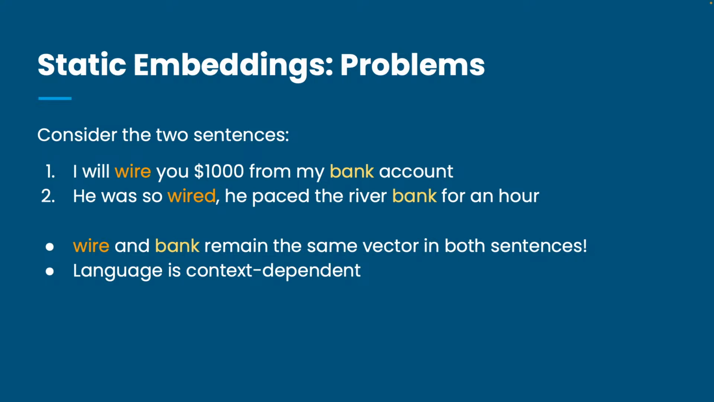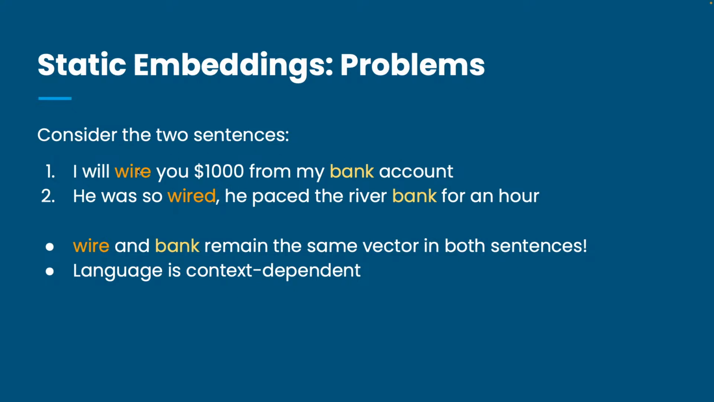Look at this. We have two example sentences. The first is, "I will wire you $1,000 from my bank account." And the second sentence is, "He was so wired, he paced the river bank for an hour." Because static embeddings assign a vector to every word, it basically does a hash map lookup, where it looks up the word and then gets the vector corresponding to that word. That means that wire will have the same vector in both sentences, and bank will also have the same vector in both sentences, because every word gets a single vector.